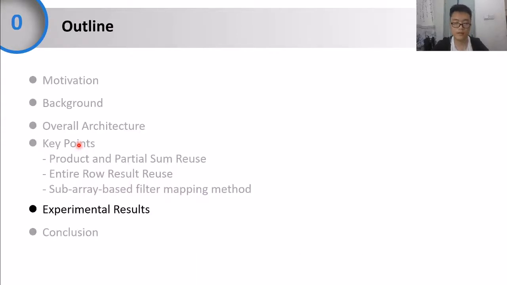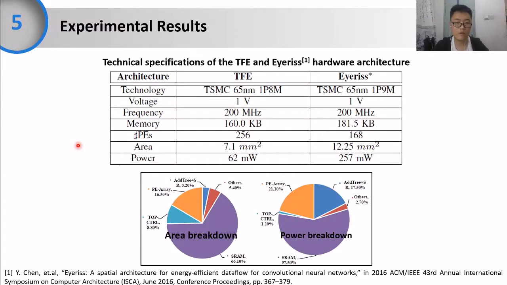Let's look at our experimental results. We first compare with the baseline architecture of the arrays. We use the same technology, the same voltage, and the same frequency. So we use more PEs, but the TFE requires less memory, area, and power than the arrays.